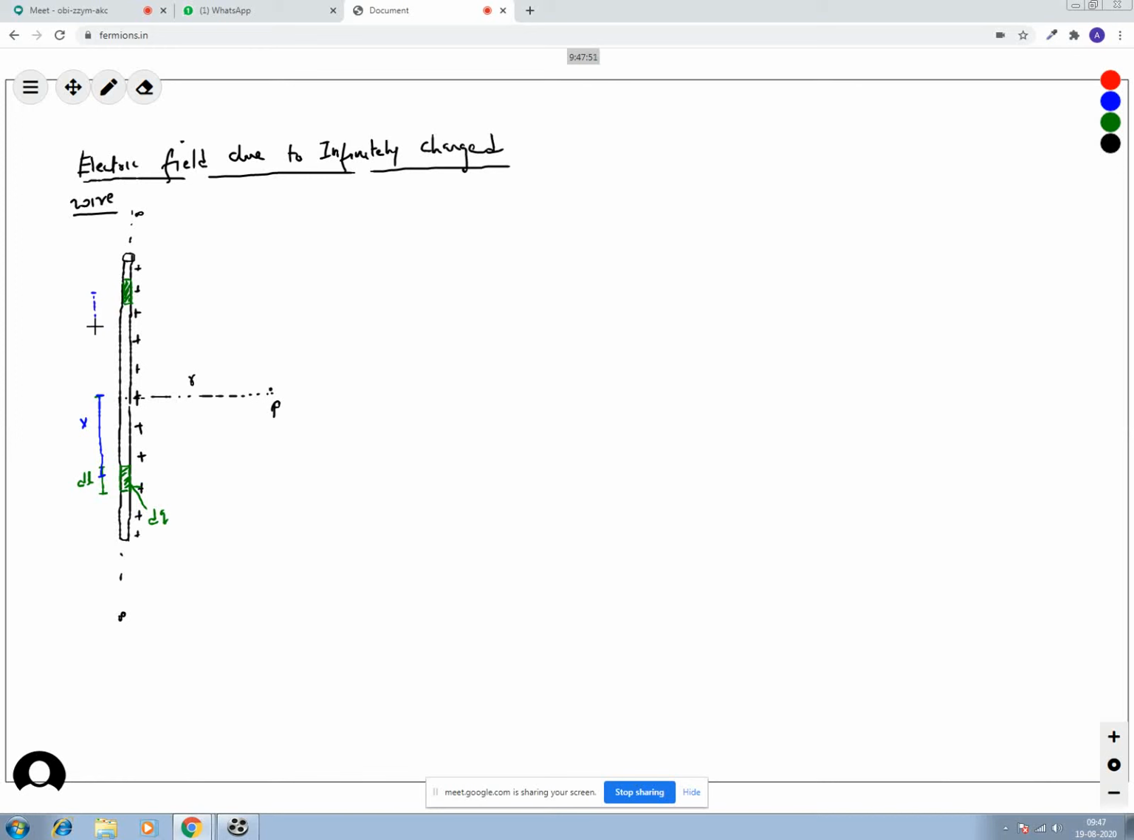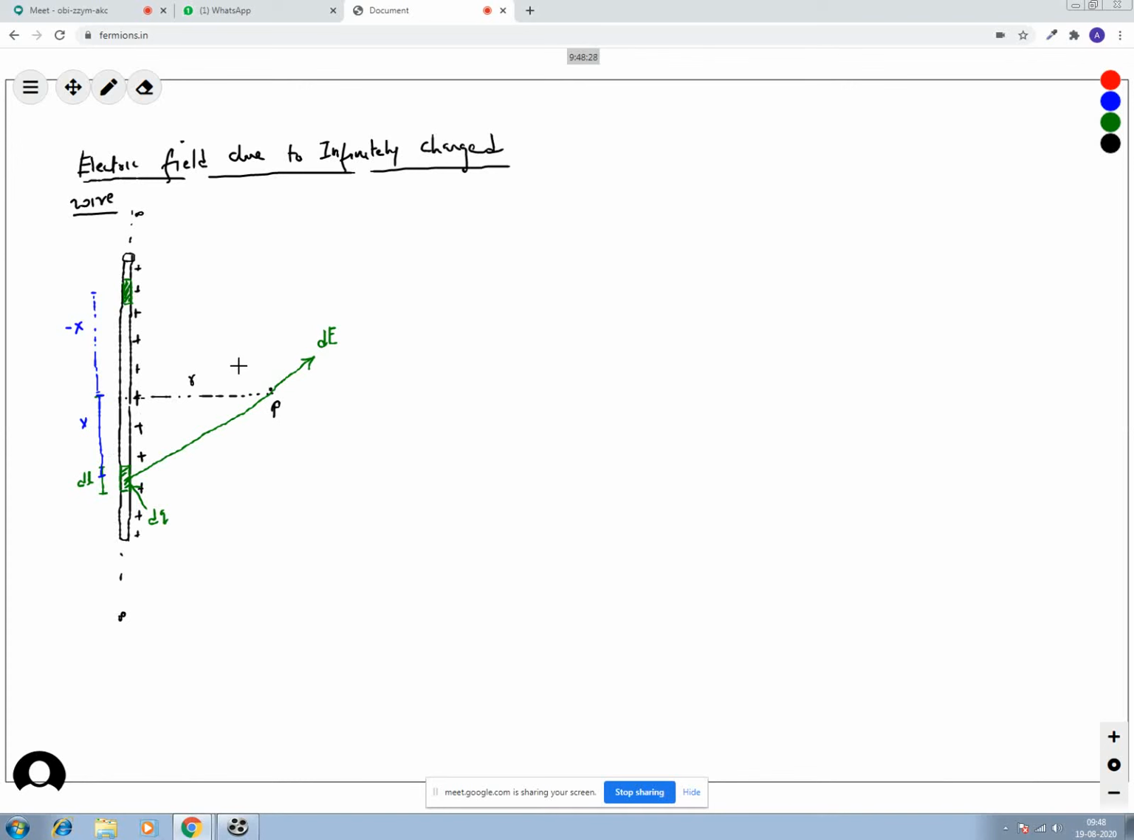Similarly, this side is at a distance of minus x, because of displacement. This side is plus x, that side minus x, no problem. Now we need to find what is the electric field here. Because of this dq, what will happen? This dq will give rise to some electric field. If I place a test charge q naught here, the electric field will be this way. So the small electric field due to small charge will be dE only.